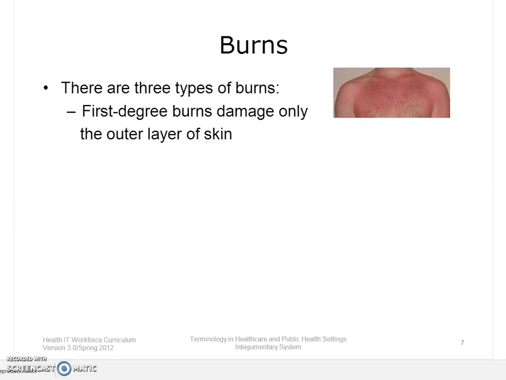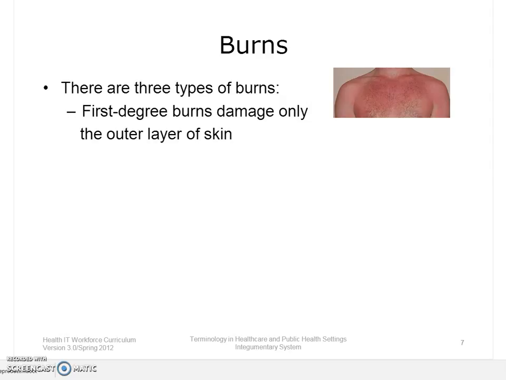Burns are a common injury to the integumentary system. Burns can be caused by scalding hot water, fires, flammable liquids, and gases. There are three types of burns depending on how severe the damage is to the skin and underlying tissues. Three classifications of burns are first degree, second degree, and third degree.